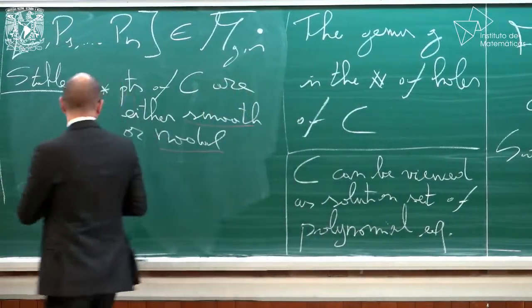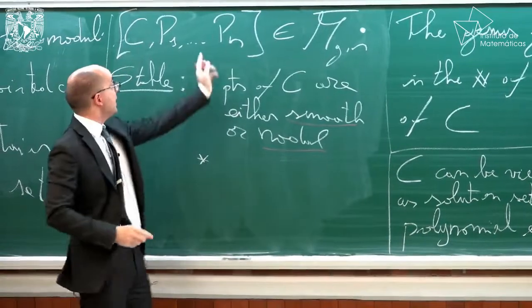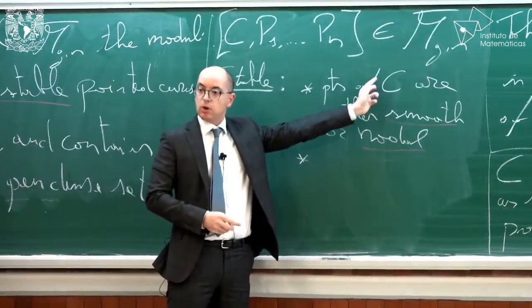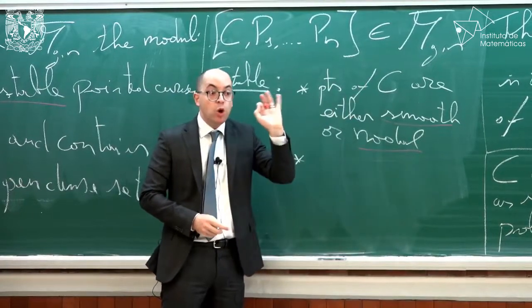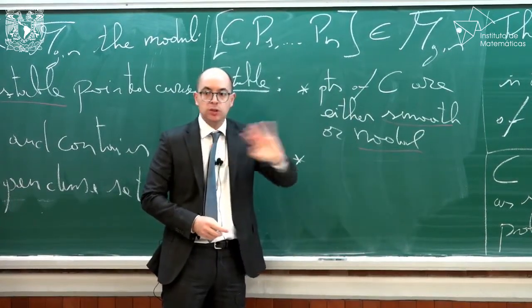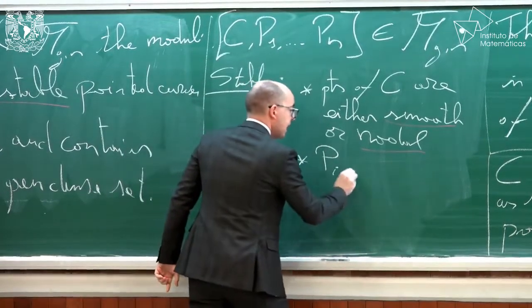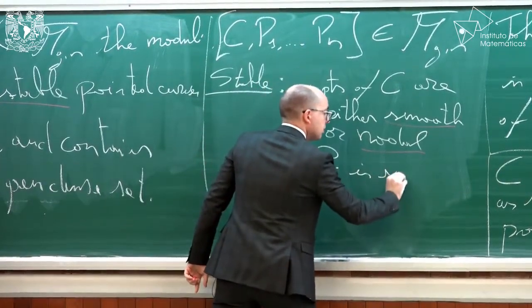Then I'm requiring, remember that there is always a Riemann surface together with a collection of marked points. I want all the marked points to be smooth. I don't want the marked points to be singular. This is a condition that you impose. So each p_i is smooth.